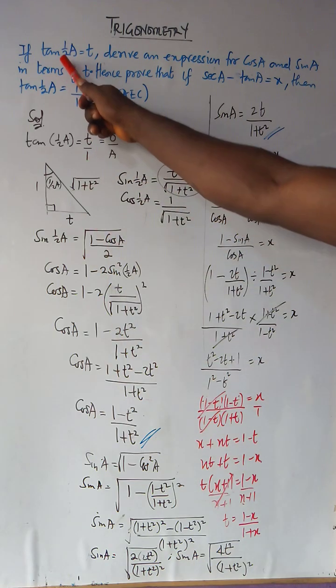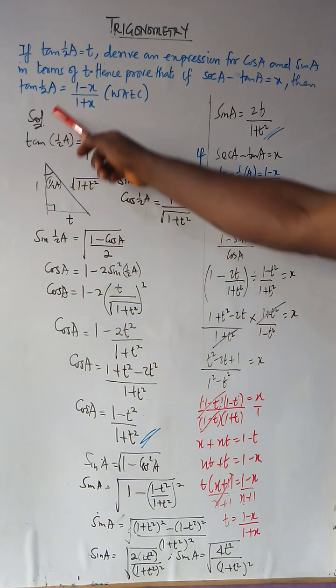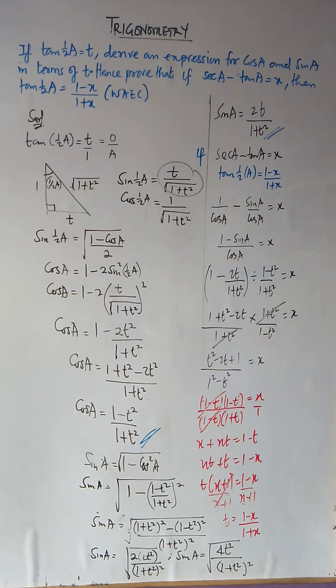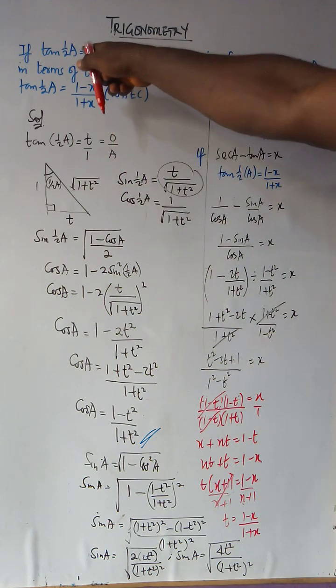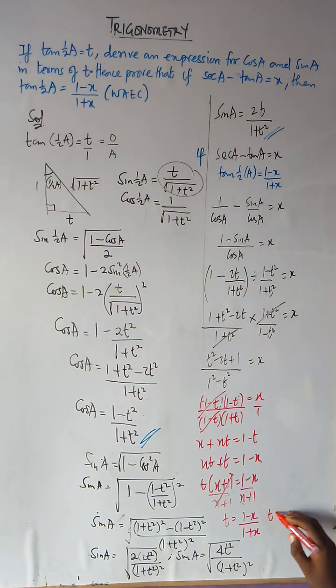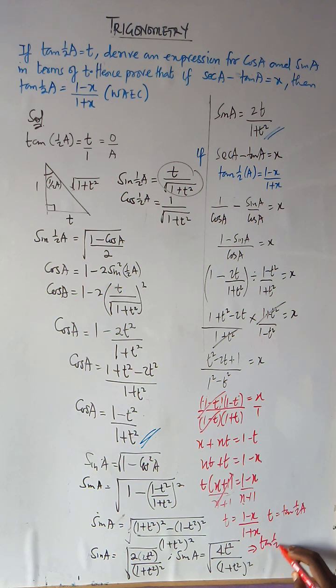Recall that tan half of A is t, and t equals 1 minus x over 1 plus x. So it means tan half of A is 1 minus x over 1 plus x. Or let me just write it. So from there, t is tan half of A. Since t equals t, it implies that tan half of A equals 1 minus x over 1 plus x. Quod erat demonstrandum. That's the end.